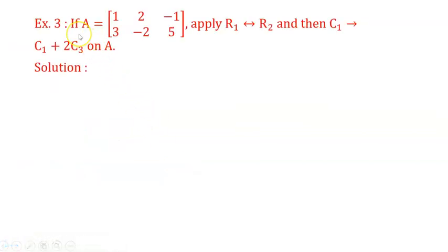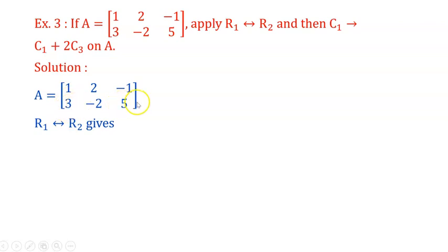Next example, example number 3. If A is equal to 1, 2, minus 1, 3, minus 2, 5, then apply R12, that is interchange first and second row, and then C1 changes to C1 plus 2 times C3 on A. Okay, now the first operation is R12, that is interchange first and second row, that is second row will become first and first will become second.